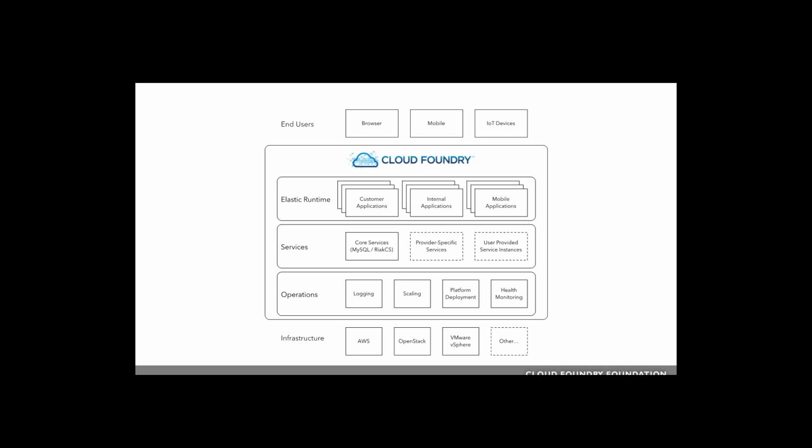Now, within Cloud Foundry, you can think of it really in three different layers. At the bottom, we have the concept of operations, right? Operations is critical. We know that you need things like logging. You need to be able to scale the platform. You need to just be able to deploy Cloud Foundry itself, which is a complex distributed system made up of multiple microservices. And so that should be as easy as possible. And it should also sustain itself and sustain the applications that have been deployed on it.